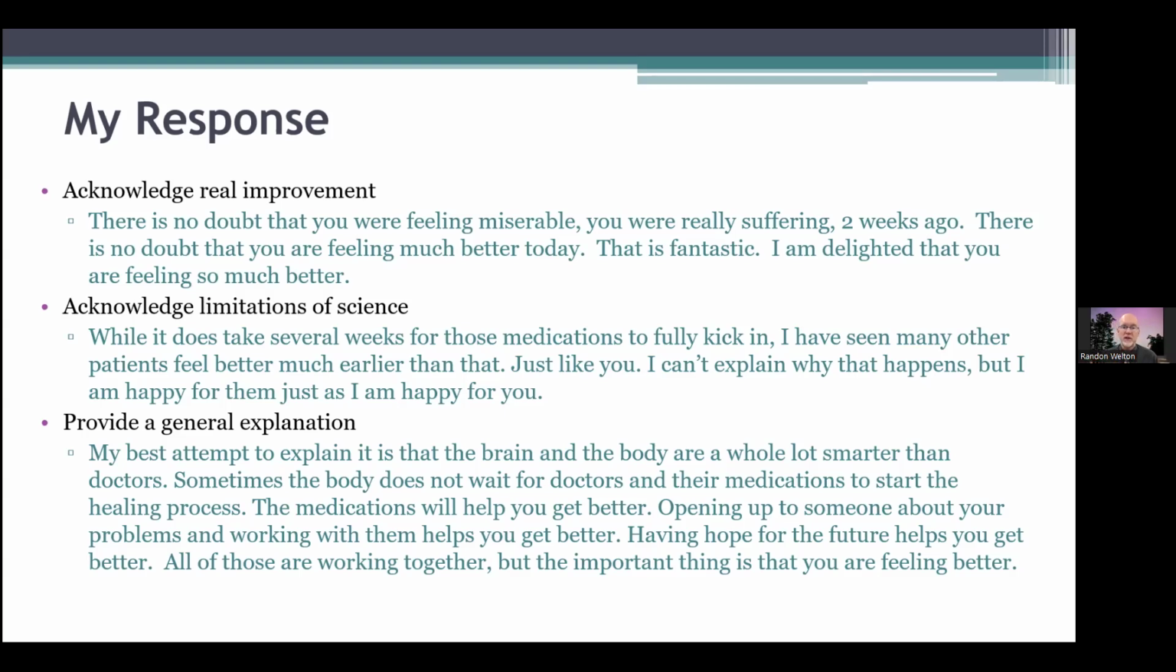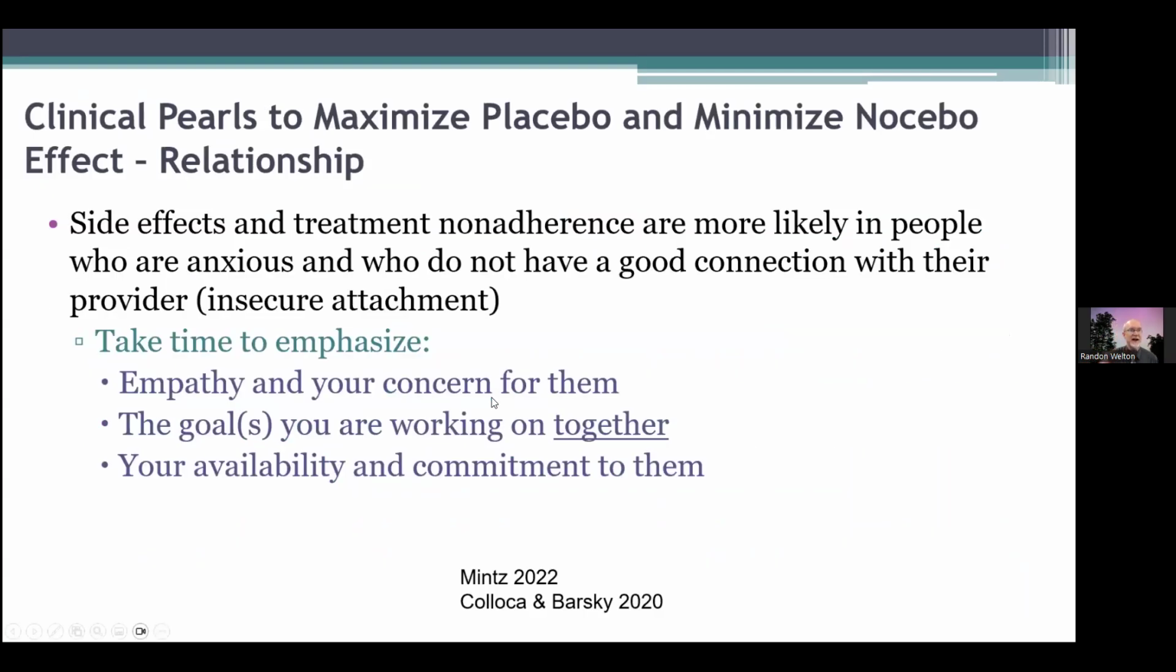And all of those things are working together. And the medication is part of it. The hope is part of it. The fact that we're a team working together, that's part of it. All of those things are coming together to help you feel better. And exactly what is contributing what, that I can't say. But what we can say is that you're doing much better, and I'm really happy about it. Okay. So that kind of idea.